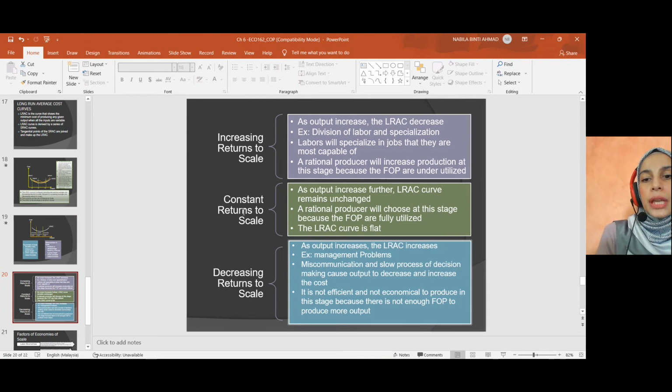And then constant returns to scale, maksudnya as output increases, the long run average cost curve is unchanged. So rational producer akan choose at this point sebab the resources are fully utilized. And decreasing returns to scale, as output increases, the long run average cost increases. Apa faktor yang menyebabkan decreasing returns to scale? Maybe management problem, miscommunication and slow process of decision making causes output to decrease and increase the cost. So this is not efficient stage and not economical stage, right? Okay.